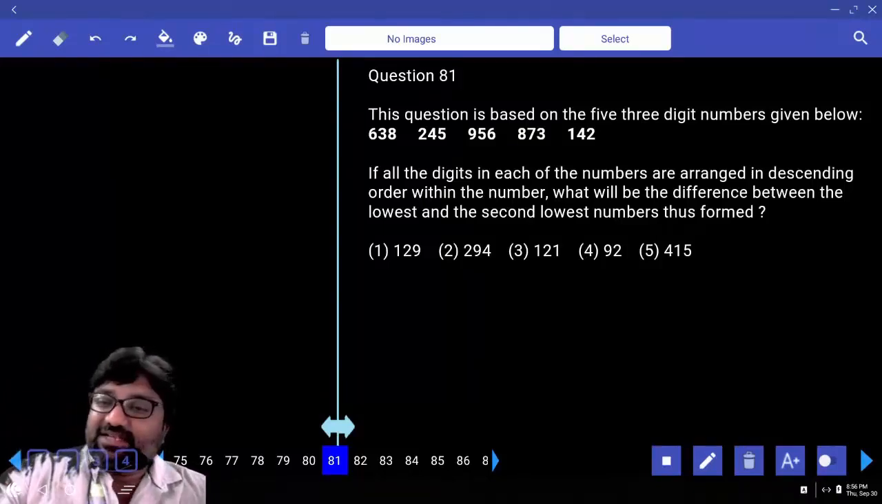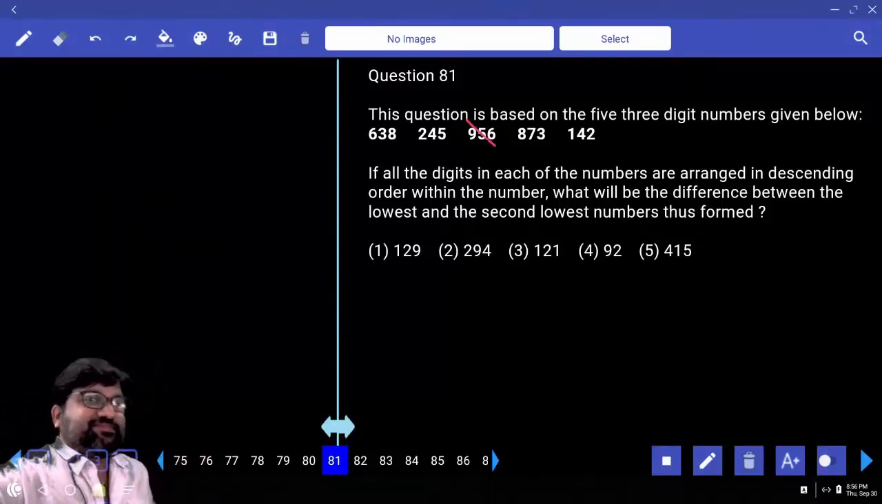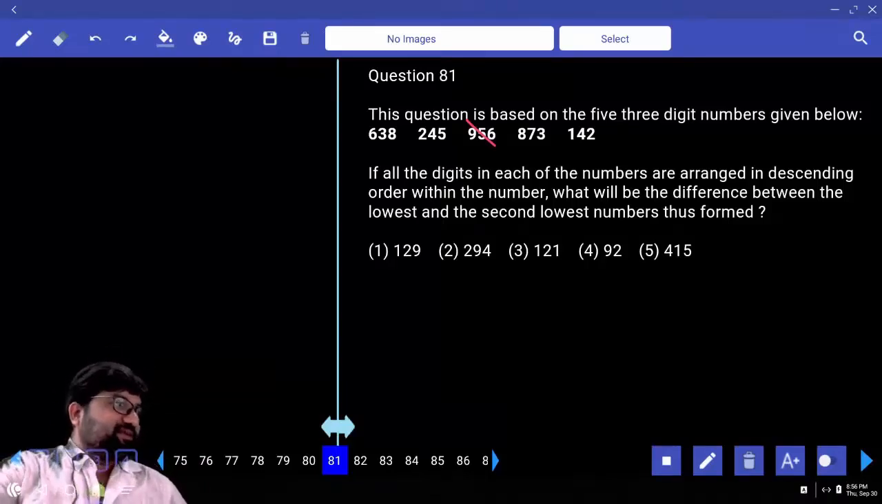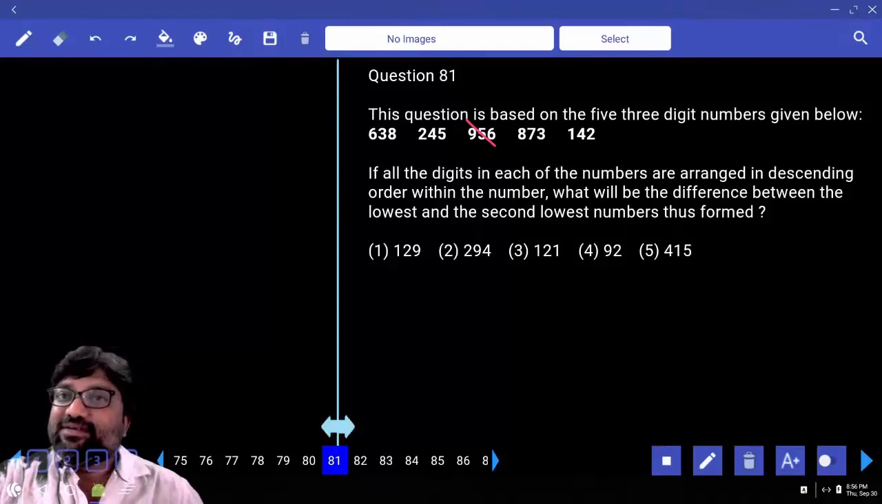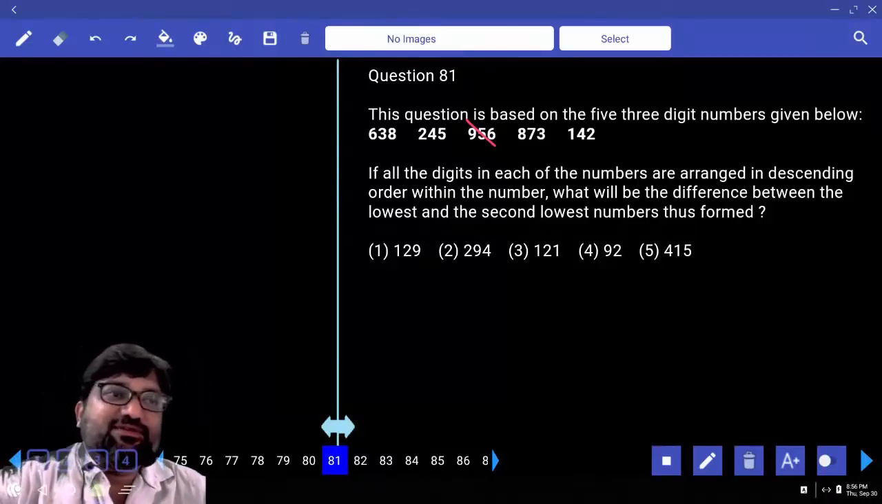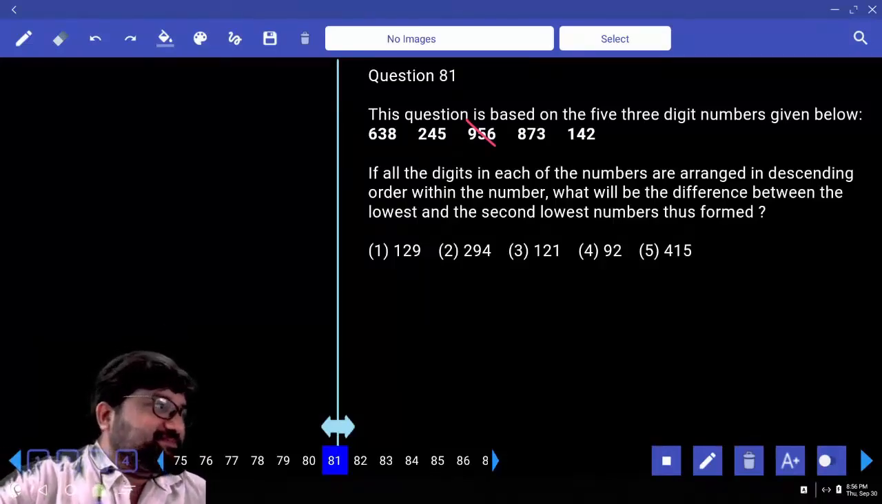Do you have 9 anywhere in the given numbers? Yes. Obviously, this 965 will be the highest number. Yes or no? After rearrangement. Next is what? 8. Do you have 8 here? Yes. I have 8 in 2 places. What are the 2 places? 873, 863. After rearrangement. Right or not?